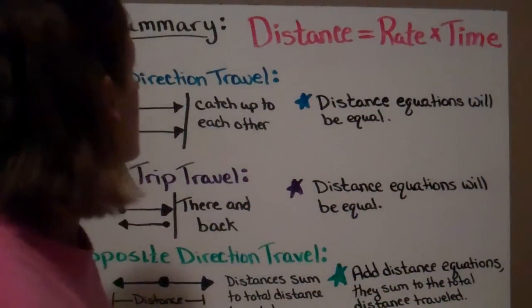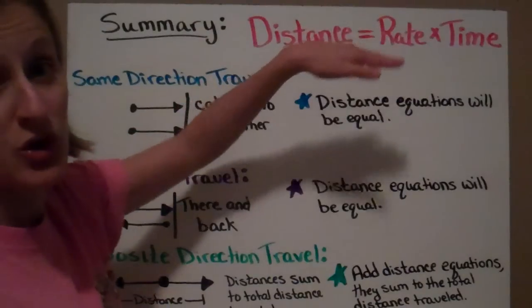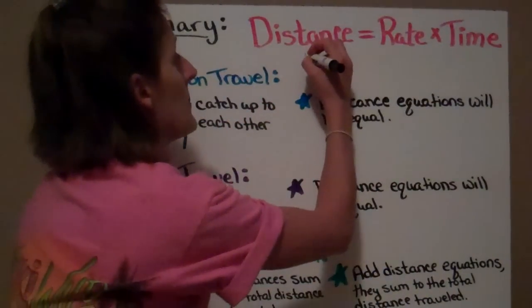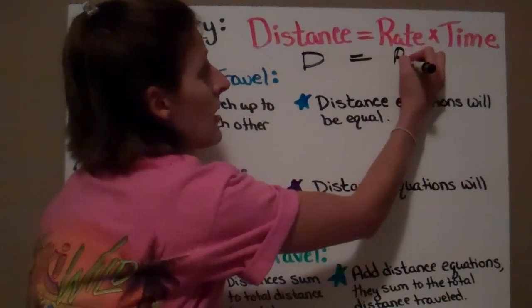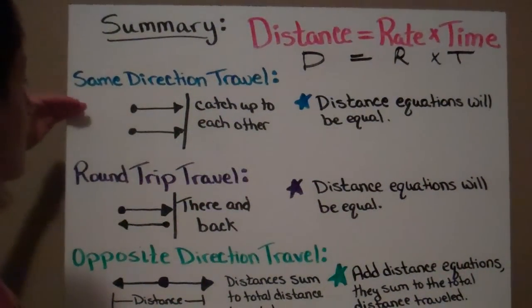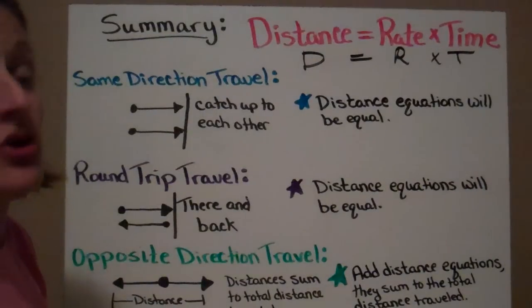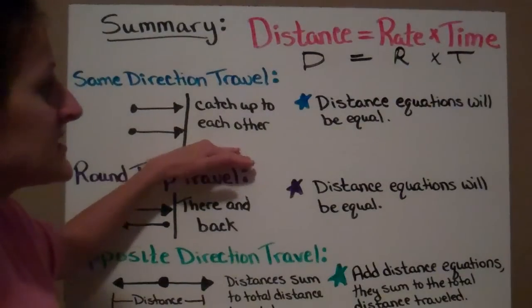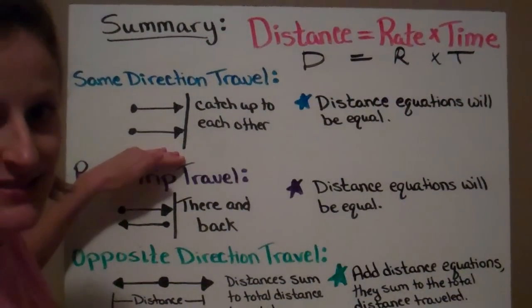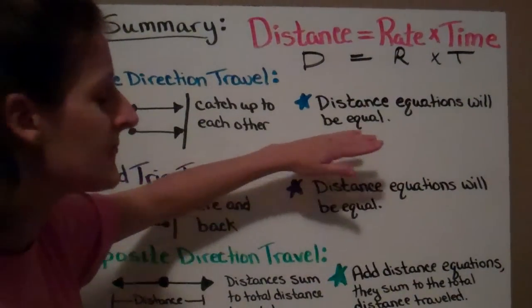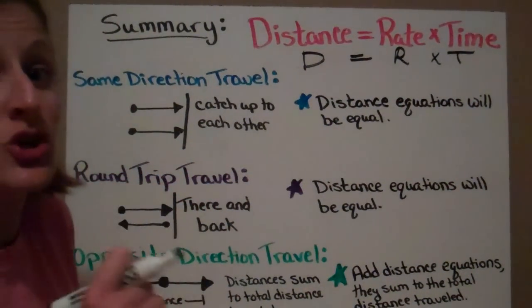Now to sum up basically what we have done in this lesson, when we're using uniform motion problems, we need to use the formula distance equals rate times time. Remember, D equals R times T. Then we had three different types of problems. We have same direction, that is when they catch up to each other. So they both start at point A and they both end at point B. When we do this, they're both going the same total distance, so your distance equations will be equal to each other.